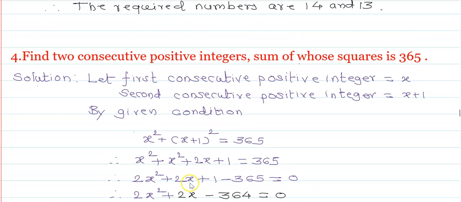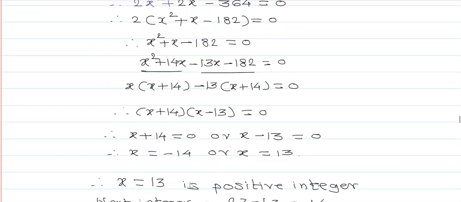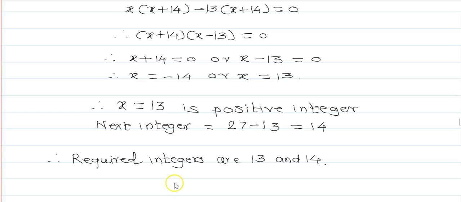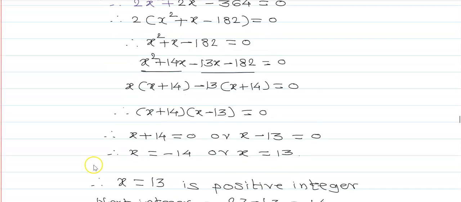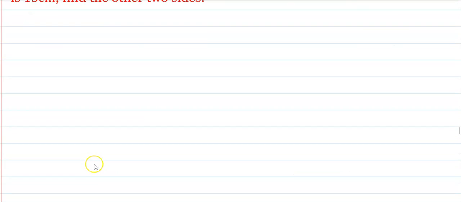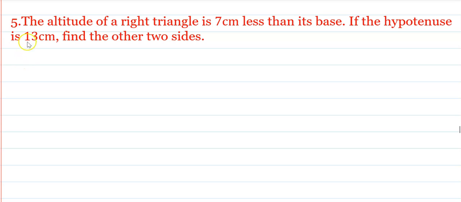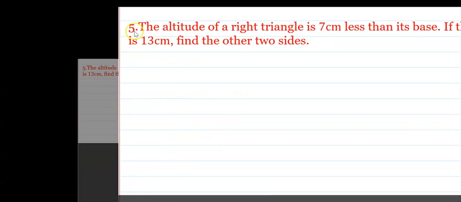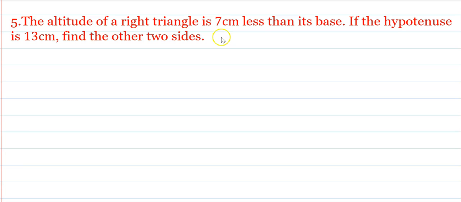See this again. Now we take the next question. Question number 5. The altitude of a right angle triangle is 7 centimeter less than its base. If the hypotenuse is 13 centimeter, find the other two sides. Okay, now the solution.